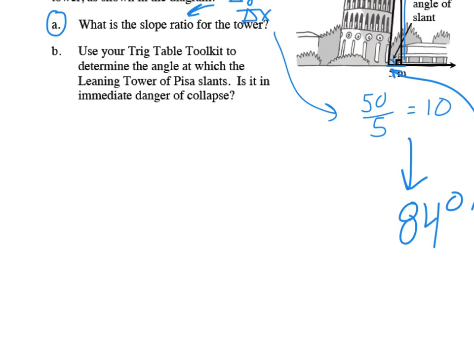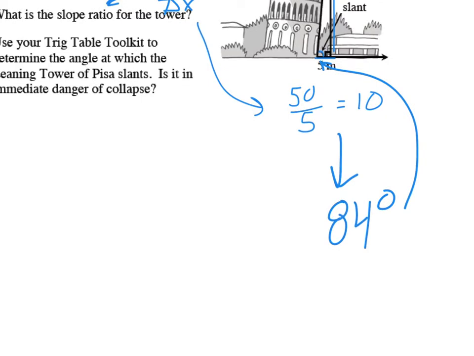So it says, is it in immediate danger of collapse? Well, I guess that's in the eye of the beholder. 84 degrees is really close to 83 degrees. So I would say they should probably figure something out to keep that thing from toppling over.